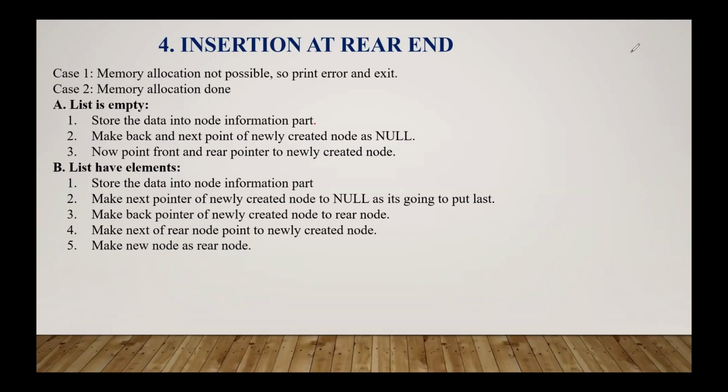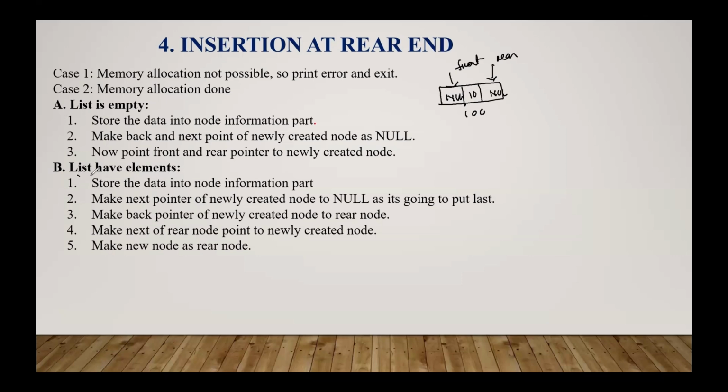Rear end means we have to insert from the last position. If the list is empty, meaning there is no element in the queue, then simply create the node and store the information. Then make the back and next pointers of the newly created node null. So we store null here, and here also. Then make the new pointer the front node, and this is also the back node. So now the queue front is the same as head as well as tail. Both are the same single node.